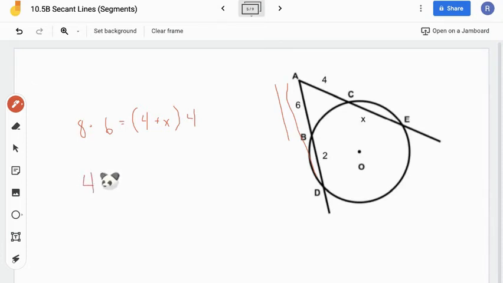So we have 48 is equal to 16 plus 4x. We need to keep doing some algebra to solve this. We're going to have 32 is equal to 4x. And so x is going to be equal to 8, which means this length right here will be 8.